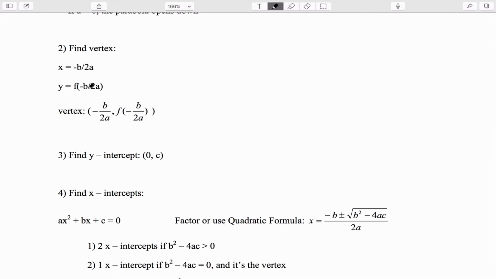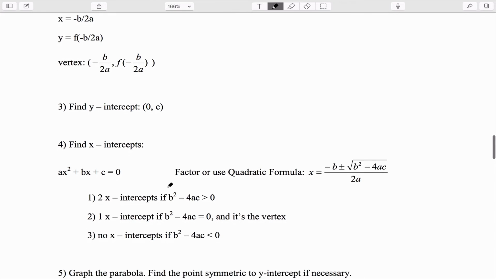How do we find the y? Plug it back into the original equation. That's why we're using function notation here. And here's the vertex, so that already gives us one point automatically. The y-intercept is (0, c). So that's where the c is useful. Where is the y-intercept? And sometimes you can find a symmetric point to the y-intercept. So again, you get at least one or two points with the symmetry.